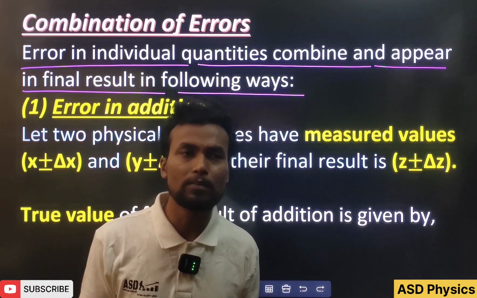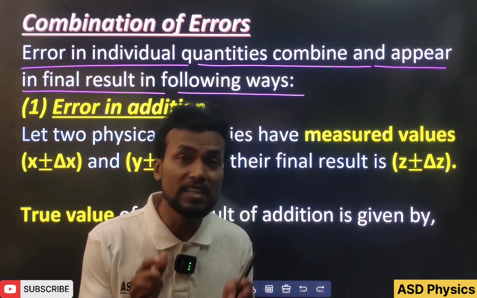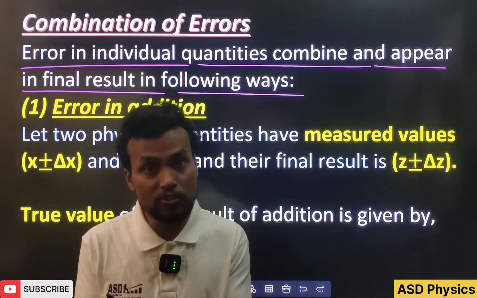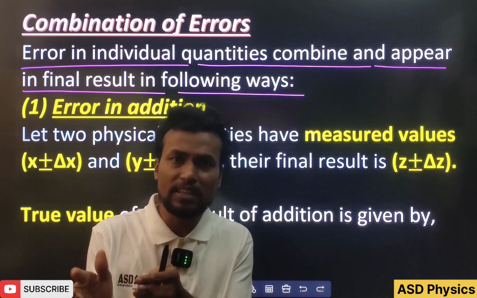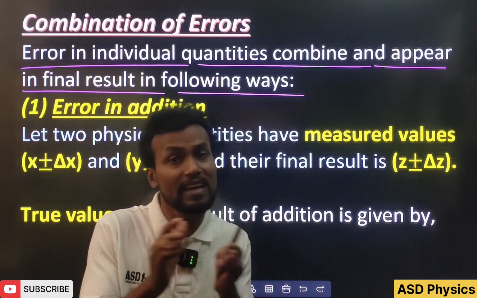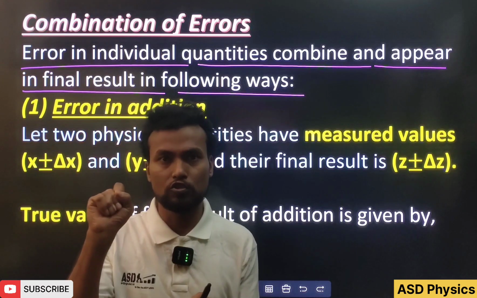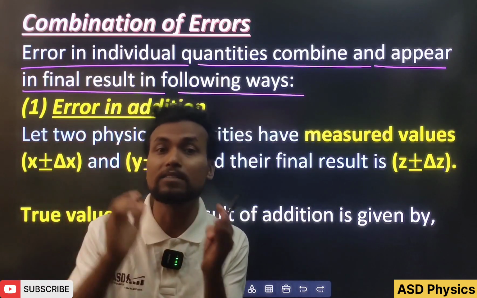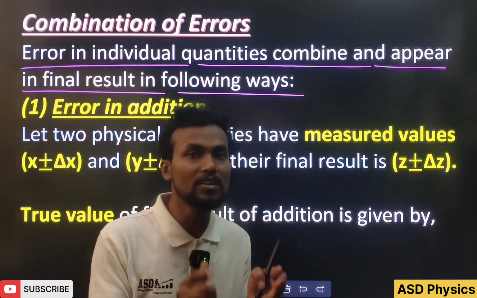So for example, if I am asking you what is the volume of this cylinder, we know it is pi r square h. So if we want to measure the volume of the cylinder, we have to measure the radius of the cylinder, and we also have to measure the height. So if there is an error in the radius and an error in the height, that error will appear in the volume also. So we can say very well the error in radius and the error in height will combine and appear in the volume. Okay, so these kinds of things we are going to learn in this video.